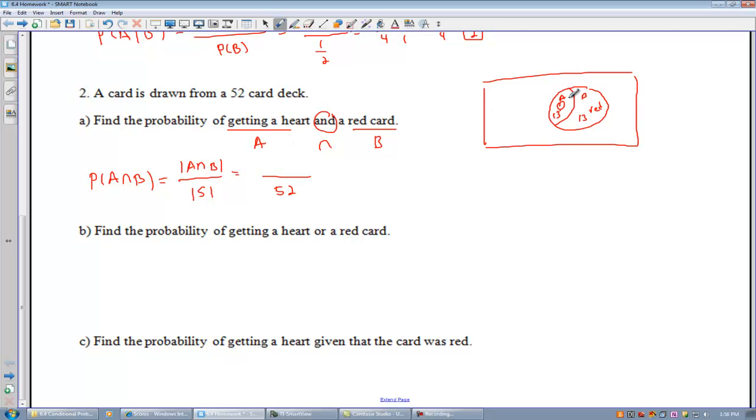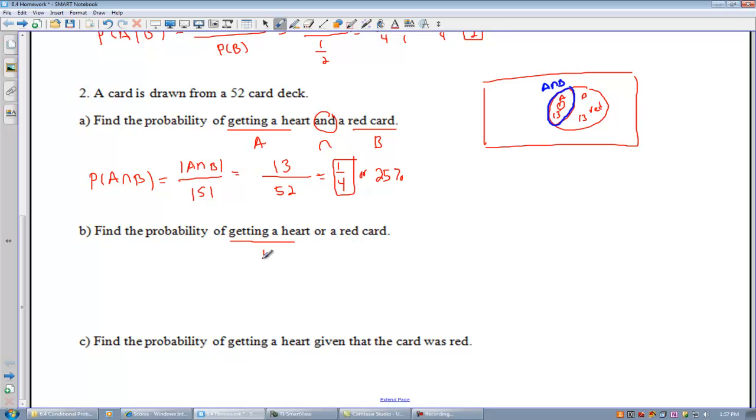And the number of things in A intersect B, now you have to realize A intersect B is actually all of A, because A is contained inside B. So this here, in blue, is A intersect B. And so what we have are 13 things. And that makes sense if you think about it. Okay, you have a heart and a red card. Well, how many hearts do you have? 13. They're all red, so you have all 13. Right? So you have 13 over 52, which is actually equal to 1/4. So 25% of the time, you'll draw a heart and a red card.